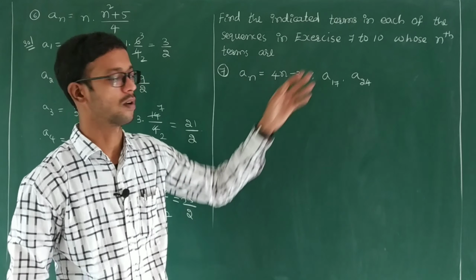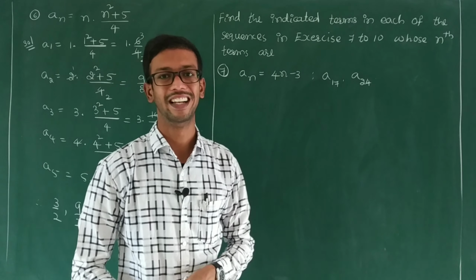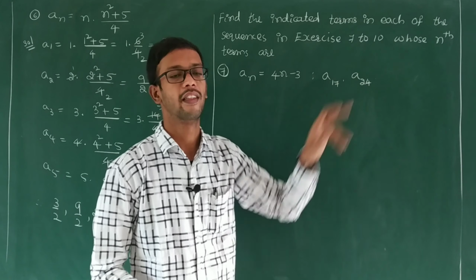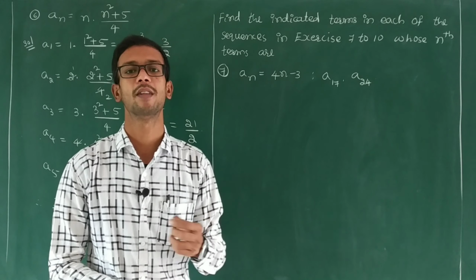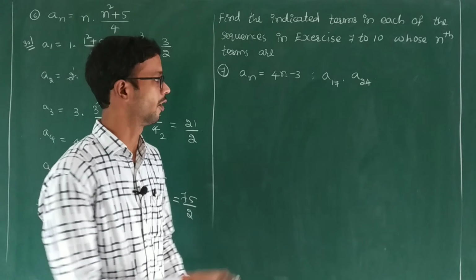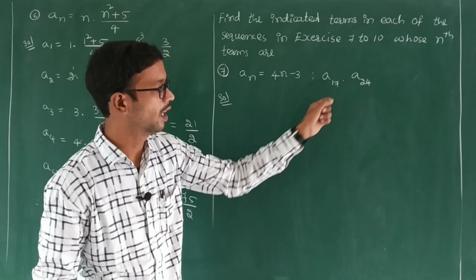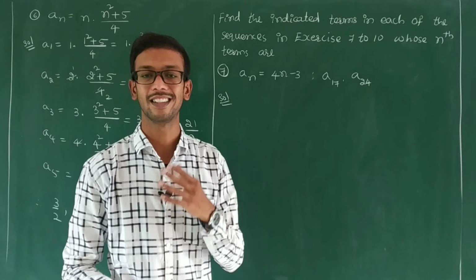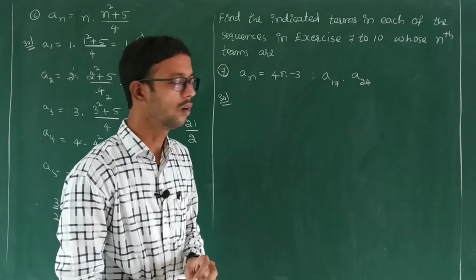From problems 7 to 10, we find another kind: find the indicated terms in each of the sequences in exercises 7 to 10. Which term they are asking, only that term we have to find, since the nth term is given. In the 7th problem, what we have to find? a17 and a24, that is the 17th term and the 24th term.